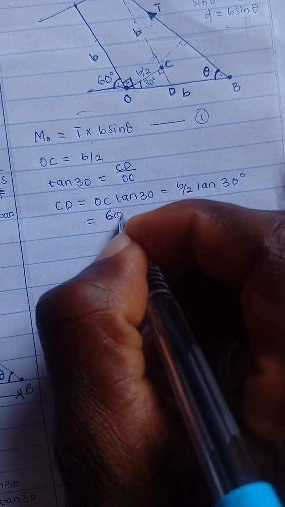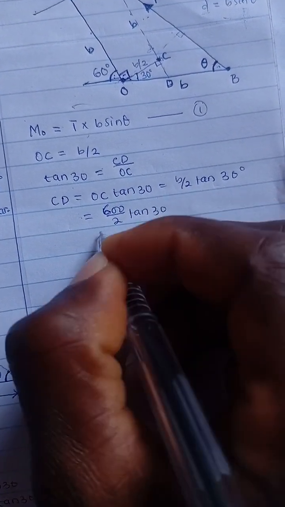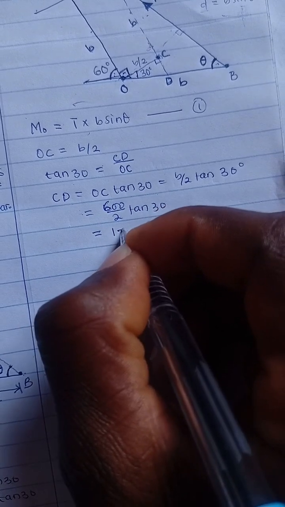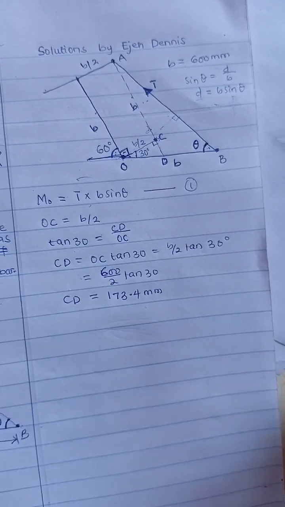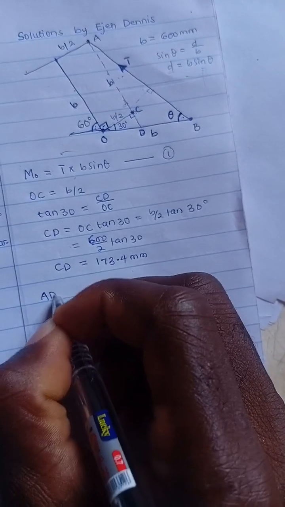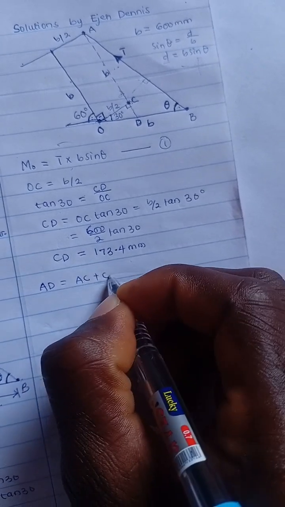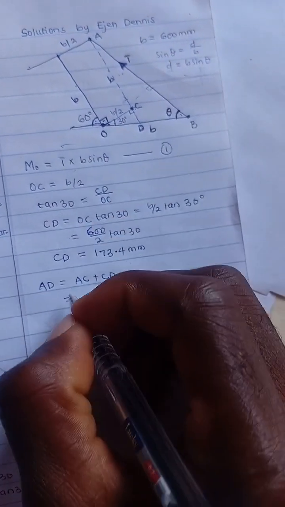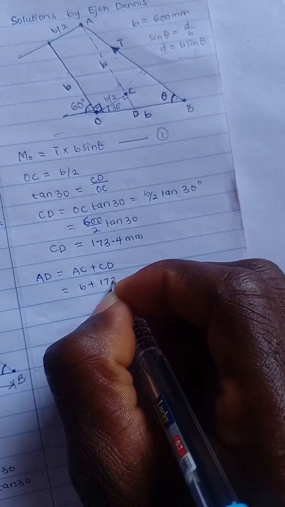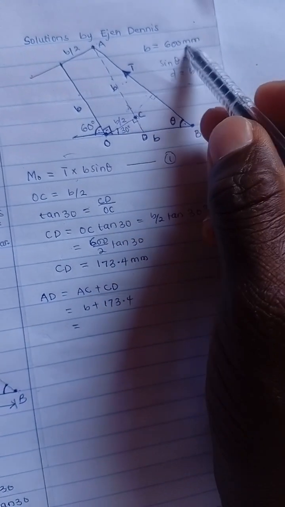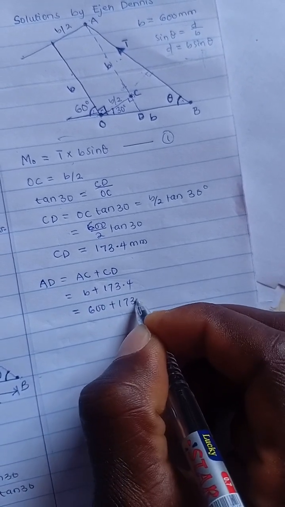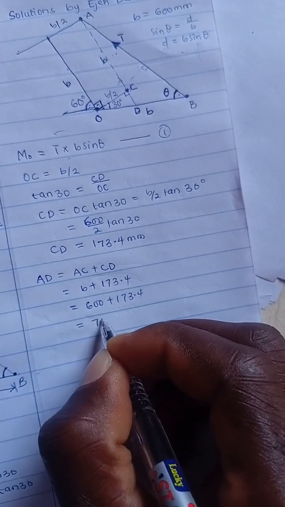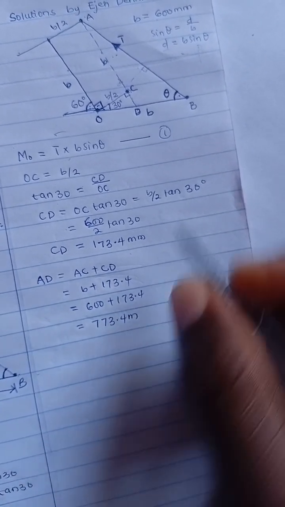So B over 2 is 600 divided by 2, times tan 30. Then you end up with 173.4 millimeters. So that's the value of CD. All right, if we have the value of CD, then we should use that to get the value of AD, because we know that AD is equal to AC plus CD. So that will be equal to AC, which is B, plus CD, which is 173.4. And we know that B is 600 millimeters. So 600 plus 173.4, and we end up with 773.4 millimeters. So that's the value of AD.